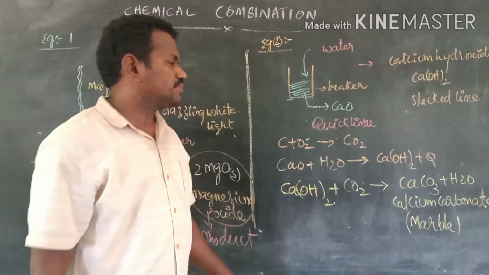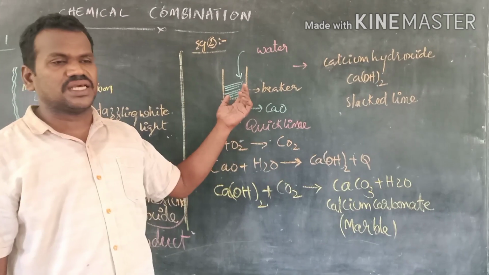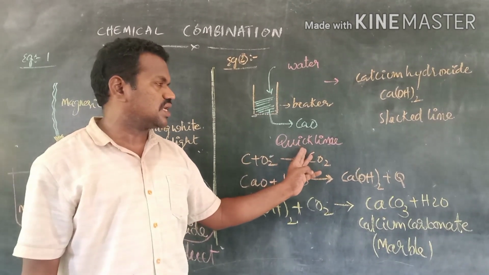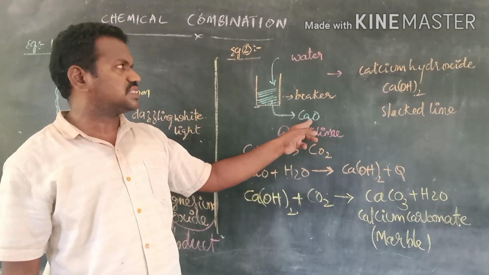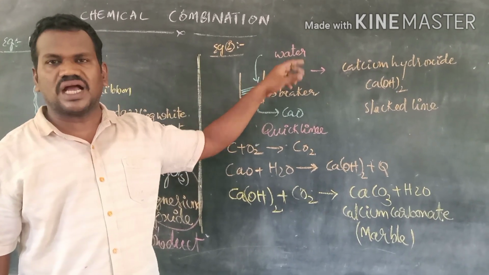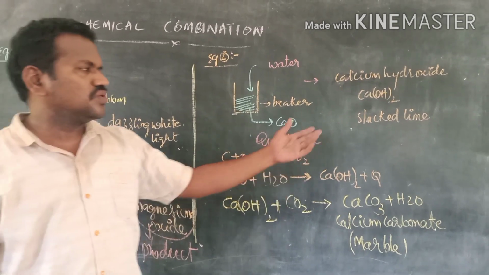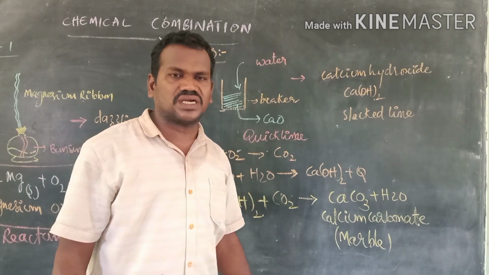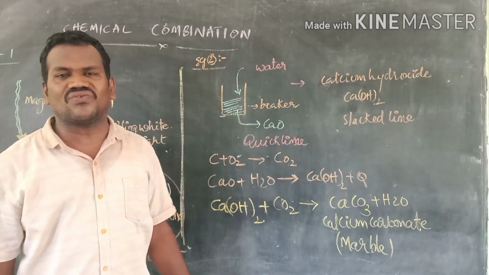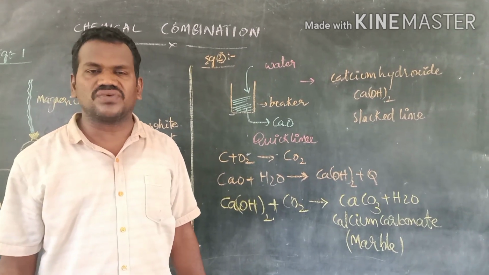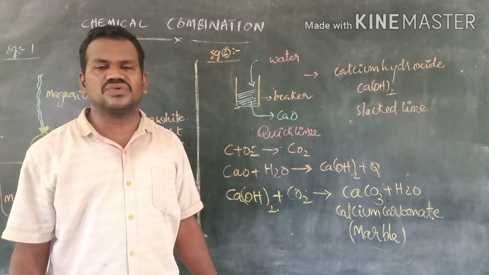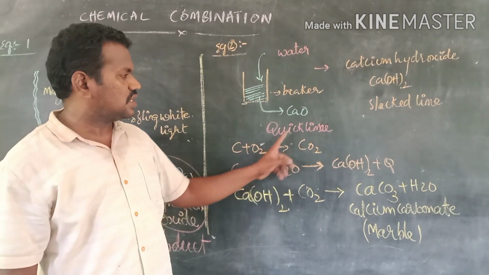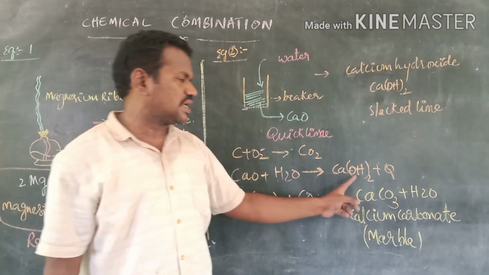Come to this example. As we showed earlier in the experiment, we took a beaker. Into the beaker some amount of quicklime, which we call calcium oxide, is taken. To that we added water and stirred well. Then we observed a white colored liquid called calcium hydroxide. This is what we do in the case of whitewash. What is whitewash? Generally we apply whitewash to houses. So in this case calcium oxide, called quicklime, reacted with water to form calcium hydroxide.